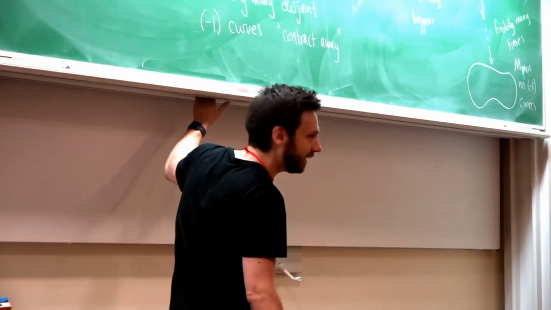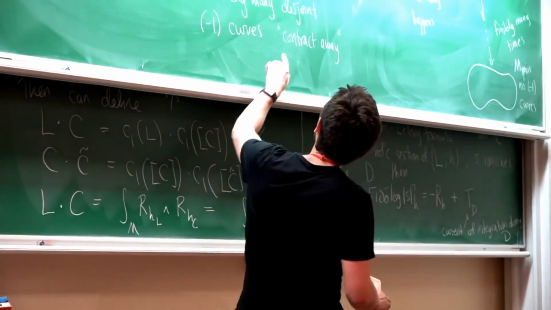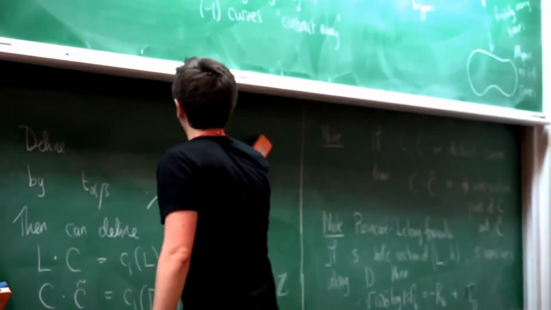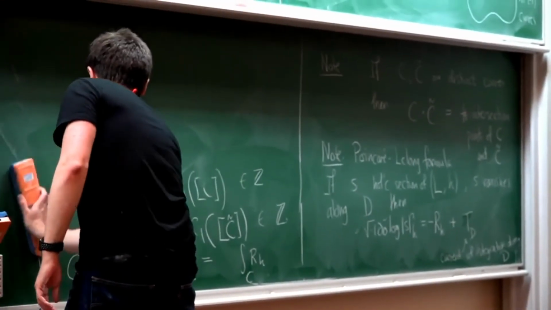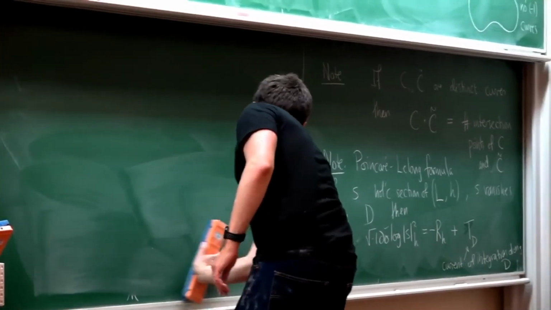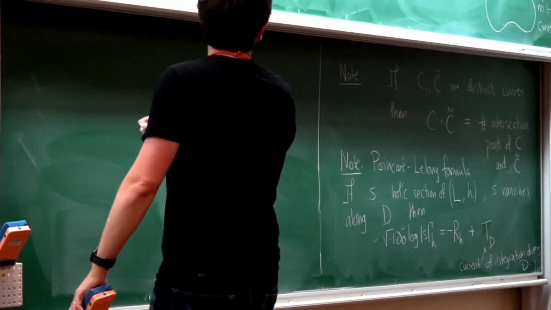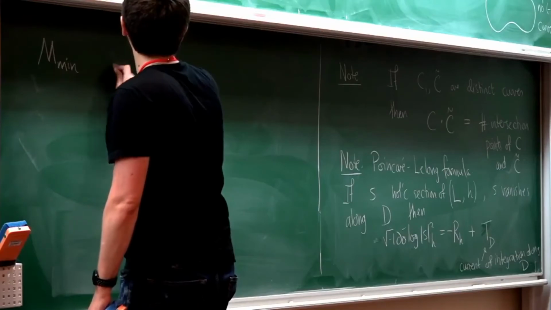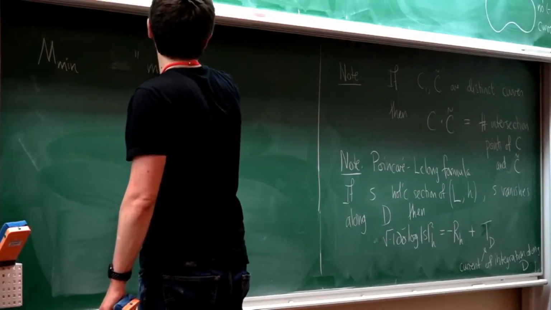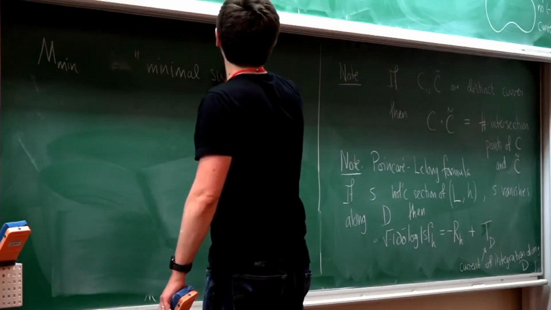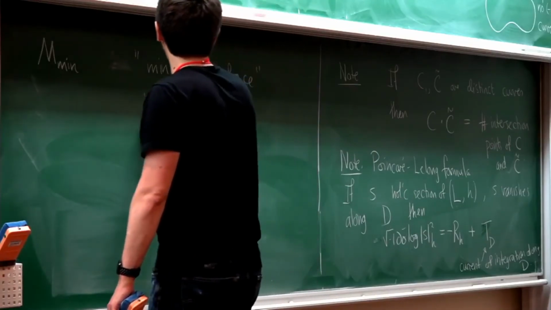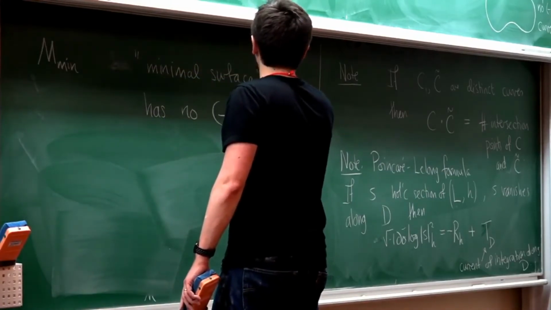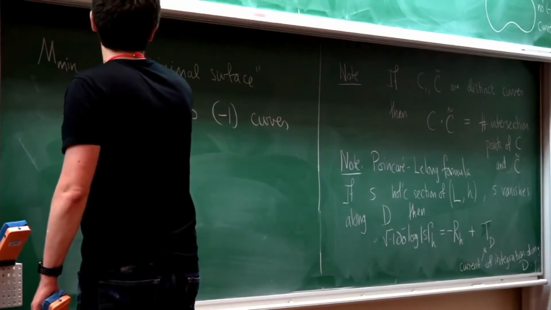Okay. I've been a little bit vague here, right? Because I've sort of used the phrase "they contract away." What does that mean? So let me say in words what happens. So first of all, here M min is called a minimal surface, minimal in the sense of algebraic geometry. It means it has no minus 1 curves.